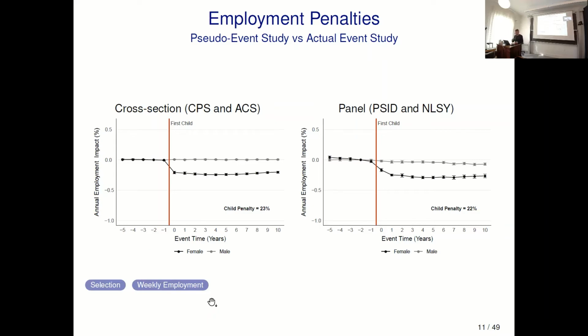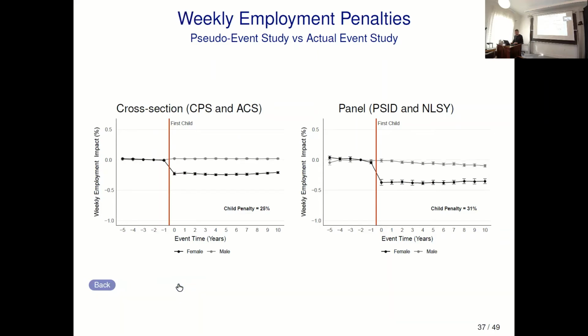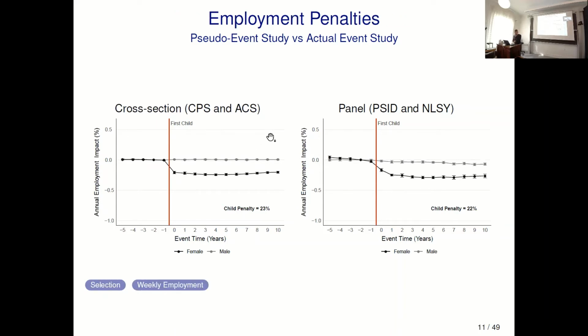Okay, one thing I'm going to distinguish between is that these graphs here are for annual employment. We also have weekly employment, and weekly employment is even more precise. And again, here you can see that the cross-section is a similar version to the panel data version, except that it looks better and is more precise. When I say looks better, it has better pre-trends. Okay, so that's the basic approach.